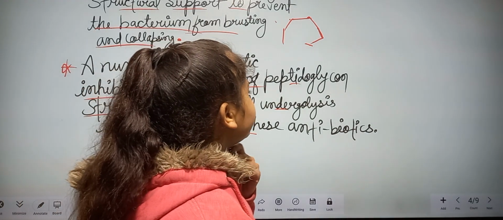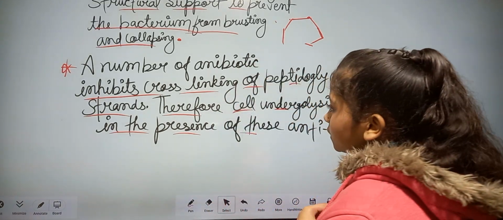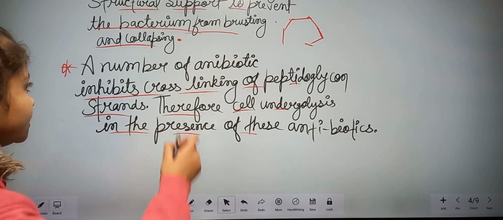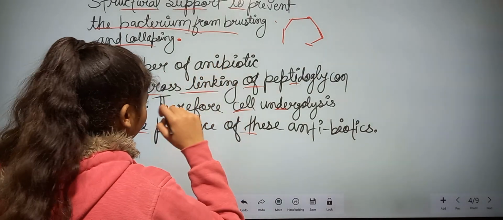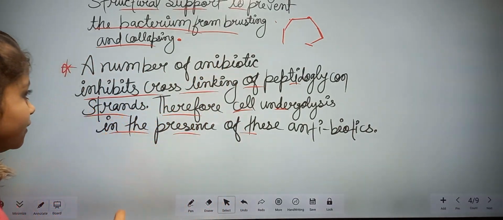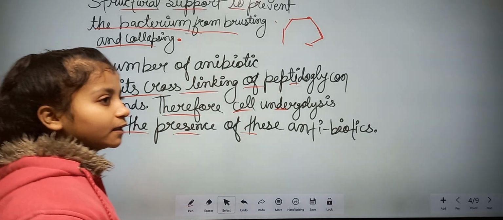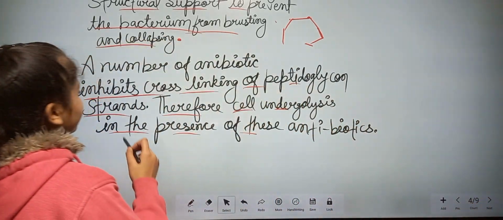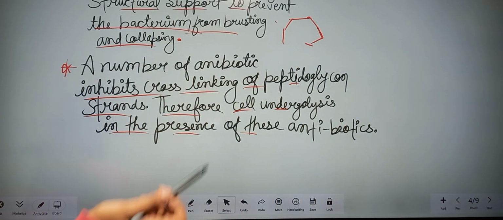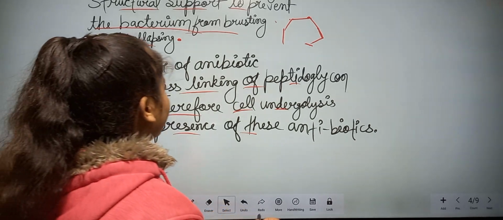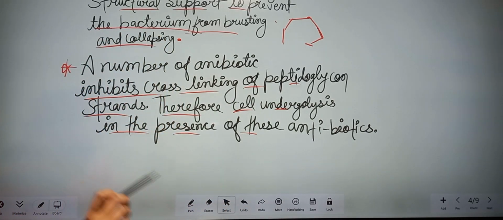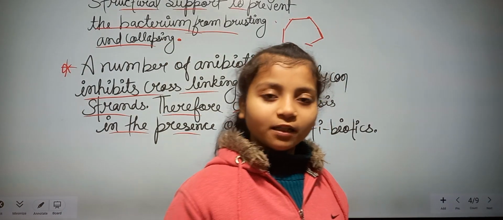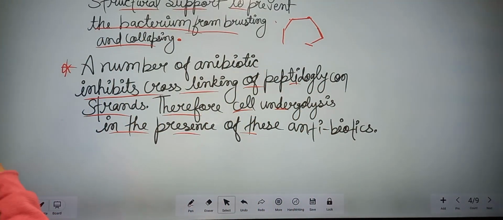So they inhibit the cross-linking of peptidoglycan strands, and therefore the cell undergoes lysis in the presence of these antibiotics. It means the cell undergoes lysis in the presence of which type? It is a number of antibiotics. A number of antibiotics inhibit cross-linking of peptidoglycan. Inhibit means to stop the cross-linking of peptidoglycan by the antibiotic.